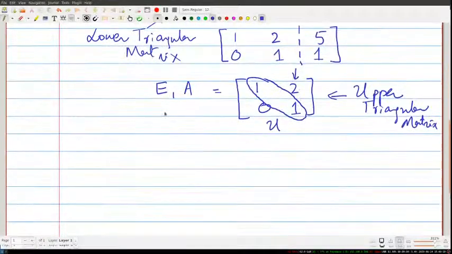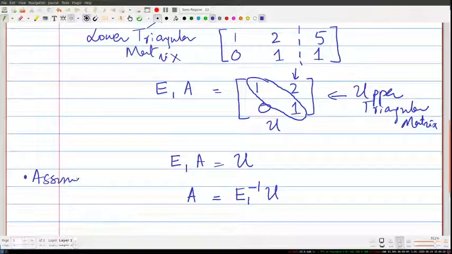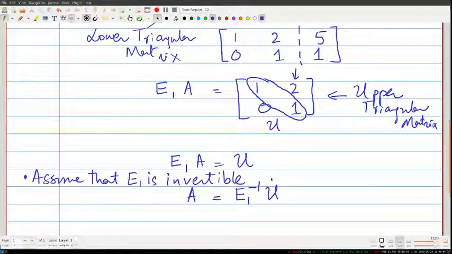Okay, so let's write that matrix equation and see what we get. We get E1A equals U. Now let's say I want to take this E1 to the other side. So I'm looking for A equals E1 inverse U. I assumed that E1 is invertible. We don't know for sure whether the inverse exists or not. This is something that we talked about in the last class, that the inverse may or may not exist.